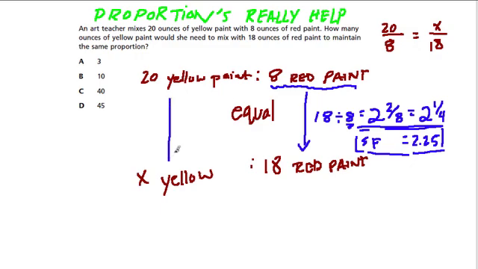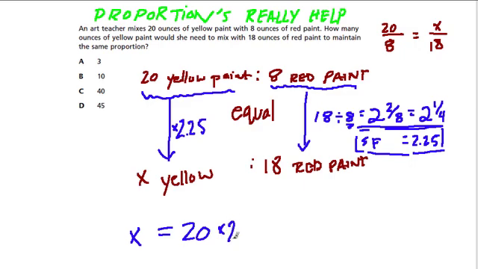We should do the same thing here, because we want to still maintain the same proportion. So X, this amount of yellow paint, equals 20 times 2.25. How am I going to figure that out? Well, I'm going to think of 2.25 as 2 and 1/4. I think it's a friendlier way of dealing with this. And then 20 times this. I'm going to break this down part by part.